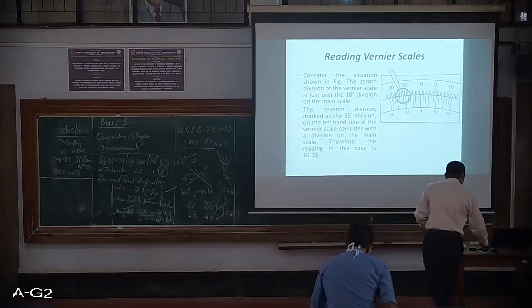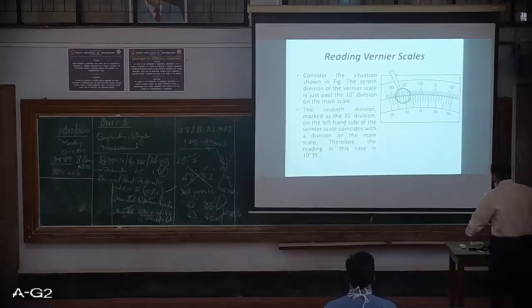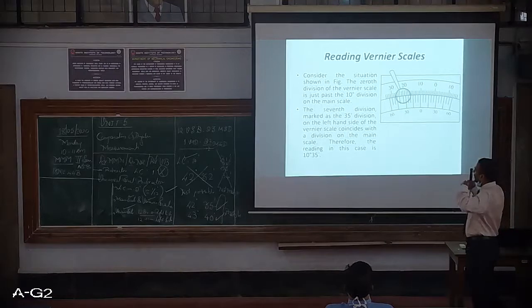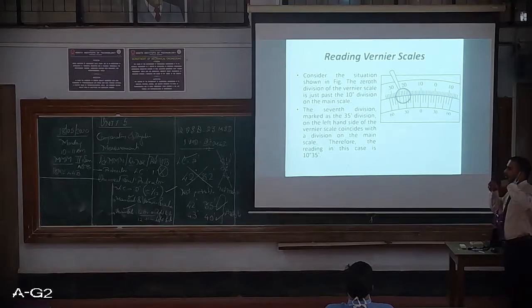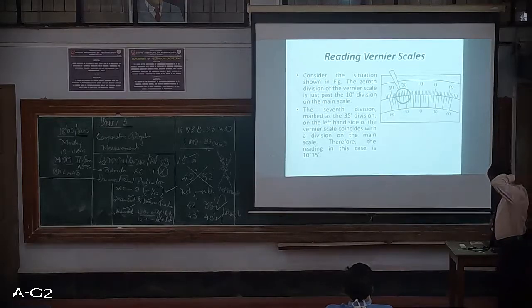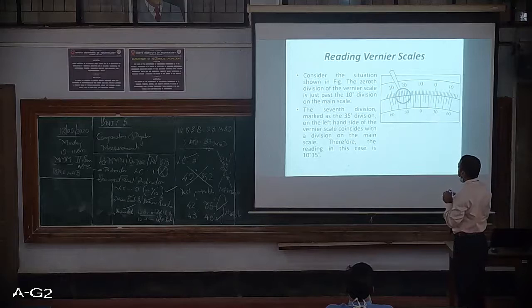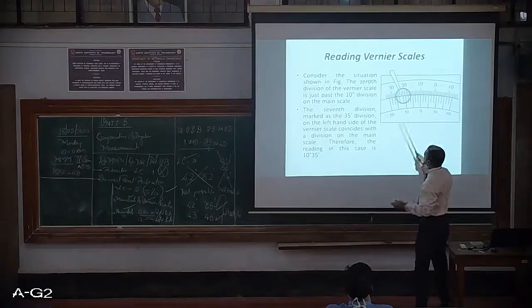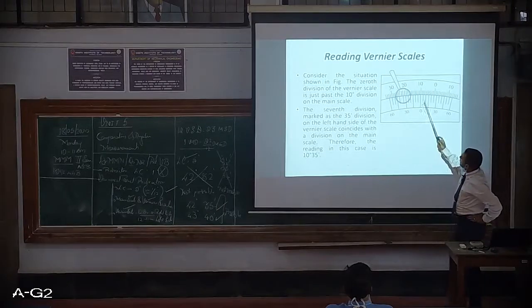So again, a quick review of reading vernier scales once again. Consider the situation shown in the figure. Previously, we had an example of clockwise. Over here we have an example of anti-clockwise. Just a minute. So you can consider the situation shown in this particular figure. The zeroth division.